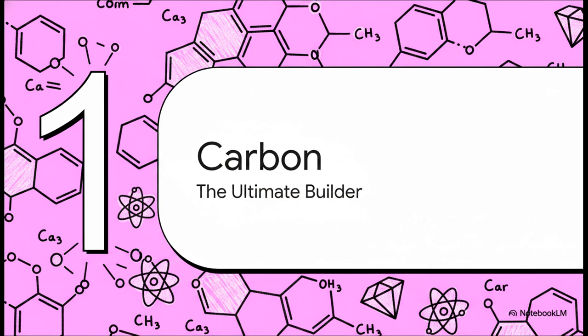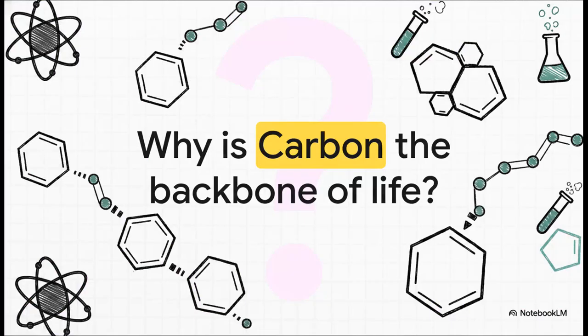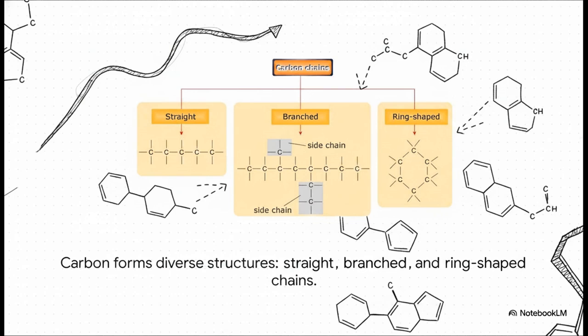All right, first up, let's meet our superstar, the ultimate builder of the molecular world. We're talking about carbon. So why carbon? I mean, you've got this whole periodic table full of elements. What makes carbon so special that it's basically the backbone of all life? Well, the answer is pretty amazing. It's because carbon is like the ultimate Lego brick of the universe. It can link up to form all sorts of shapes: long straight chains, chains that branch off, and even complete rings. This flexibility is why there are millions and millions of different organic compounds out there.